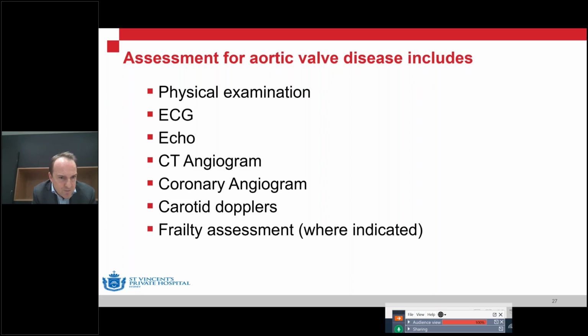And then depending on which methodology we're planning on treating their valve with, if it looks like they are going to need some definitive therapy, then a CT angiogram to assess their ascending aorta and peripheral vessels, a coronary angiogram to determine whether they might need some coronary revascularization at the same time, some carotid Dopplers, and a frailty assessment where indicated.